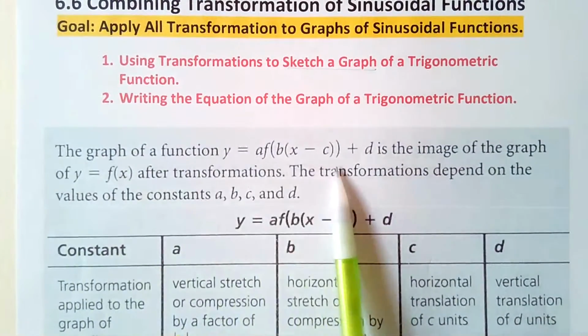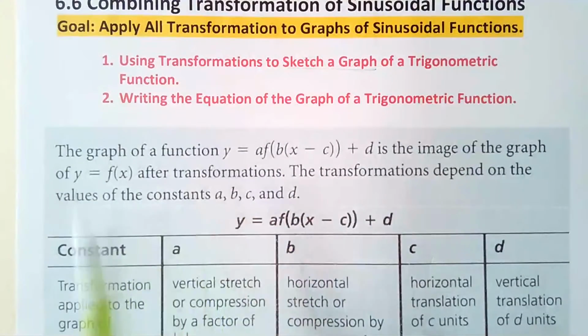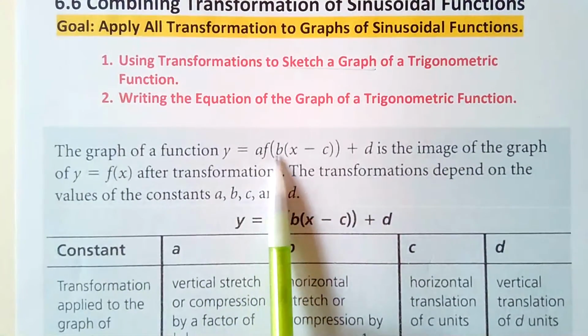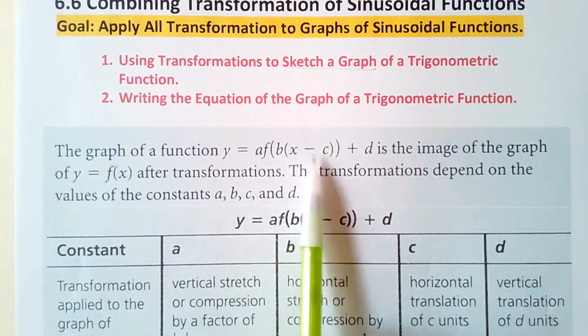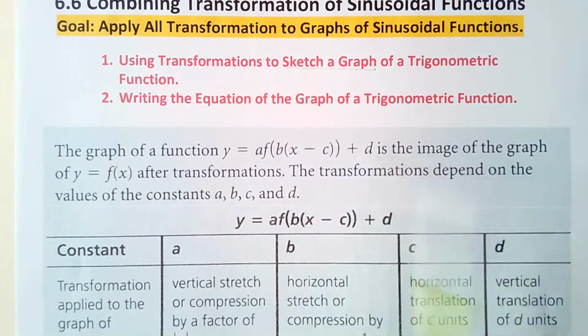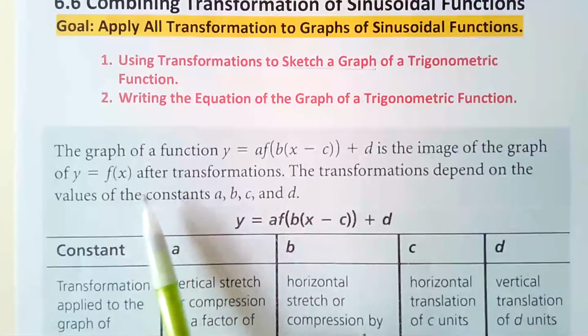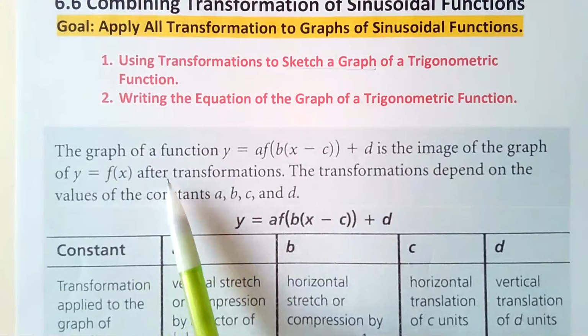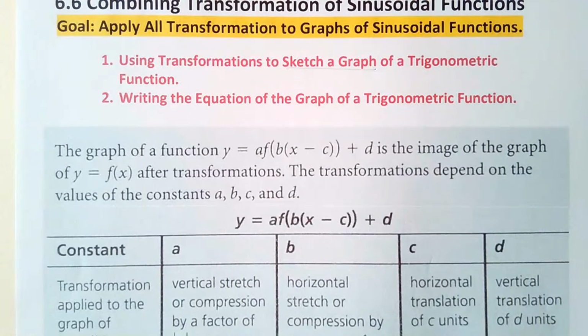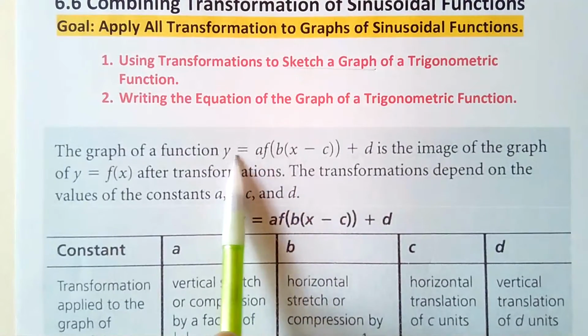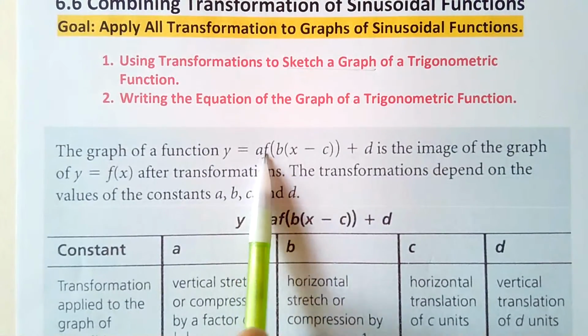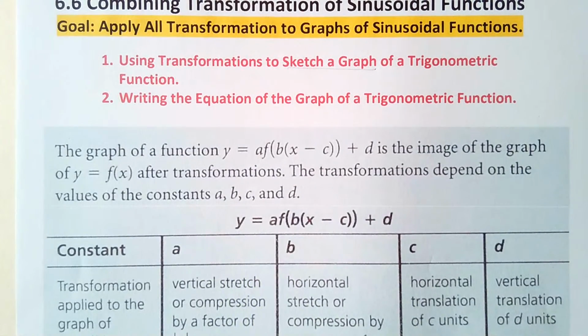Essentially today, we'll be beginning to use the graph of the function y is equal to a f of open bracket b times x minus c close bracket, plus d, which is the image of the graph y equal to f of x after transformation. So we'll have y is equal to sine x, and this will be the transformation: y is equal to a sine b x minus c, plus d.